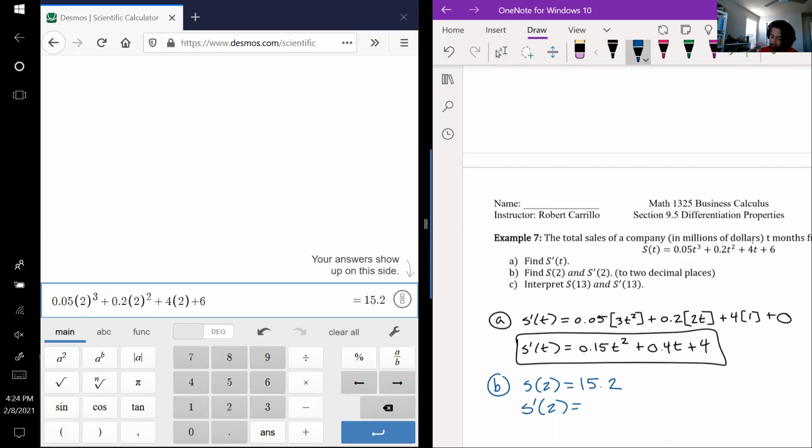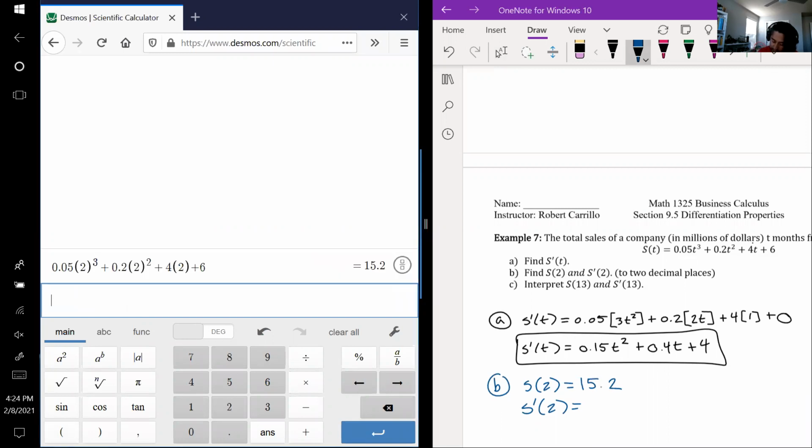And now I'm going to take 2 and plug it into the derivative. So 0.15 times 2 squared plus 0.4 times 2 plus 4. And I get 5.4. Okay. So there's B. It just wanted us to plug those numbers in.